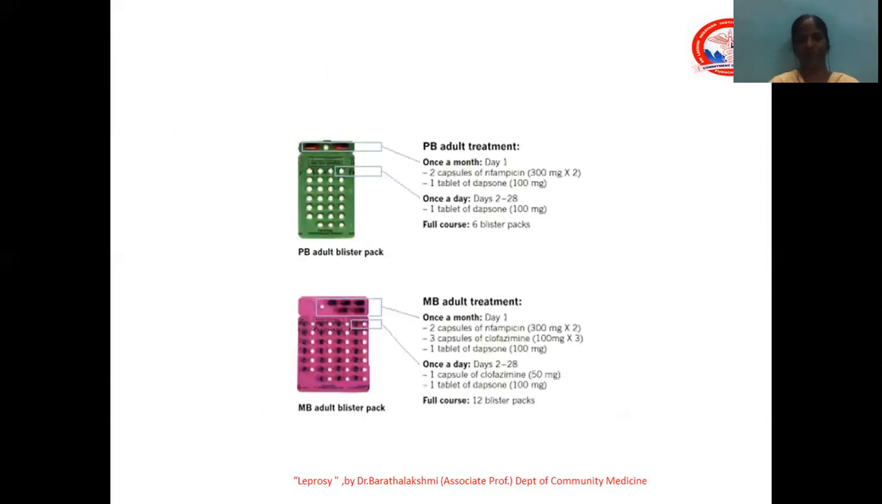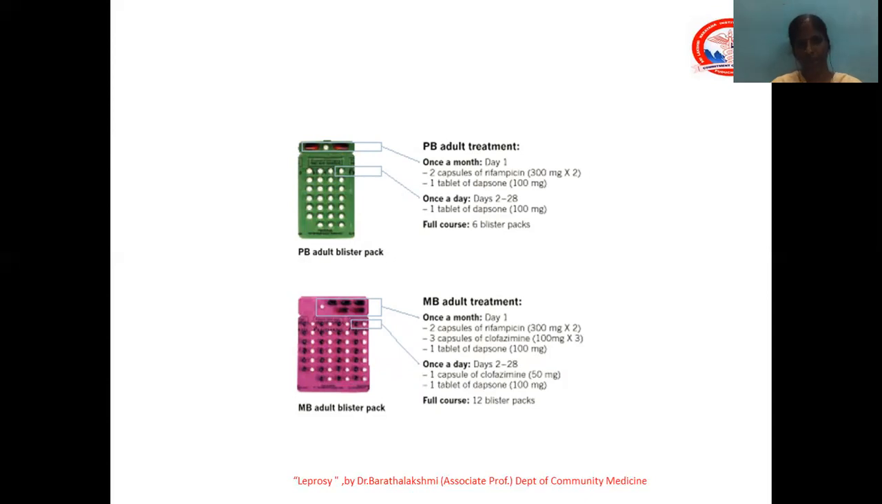So this is a strip. You can see the green strip is paucibacillary. The pink one is multibacillary. In the green strip, you have two elongated tablets, that is rifampicin, 300 milligram plus 300 milligram, and one white circular tablet, that is dapsone, 100 milligram. The first thing, which is segregated at the top of the strip, is for the patient to take under the direct supervision of the health worker inside the hospital.